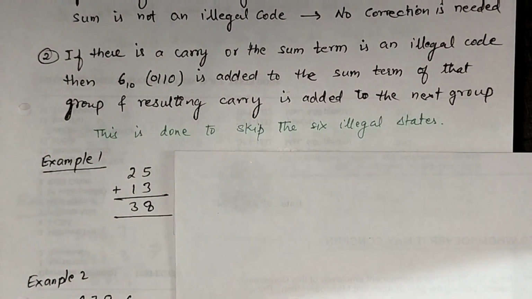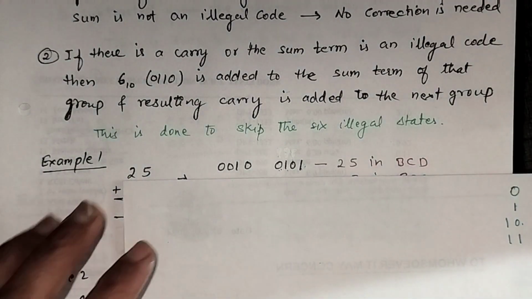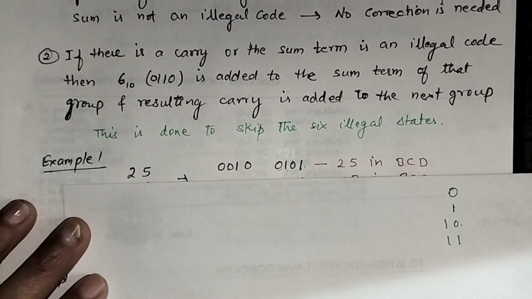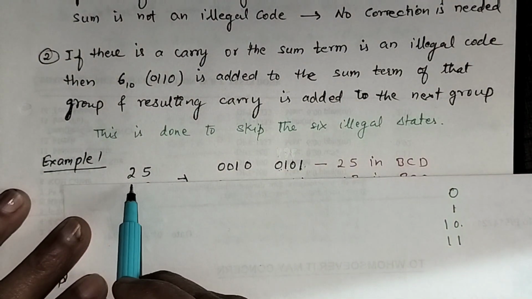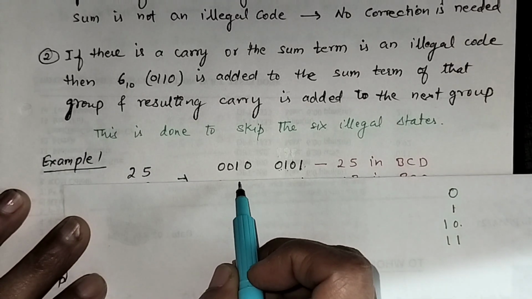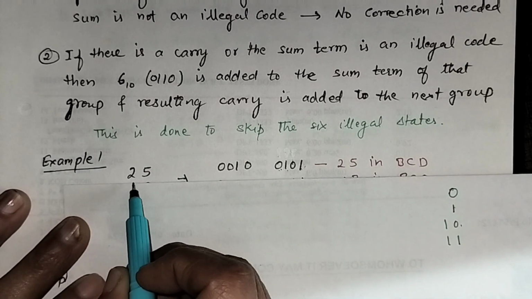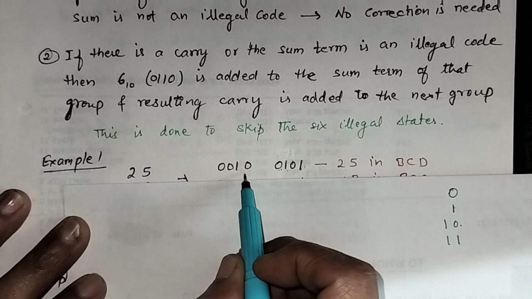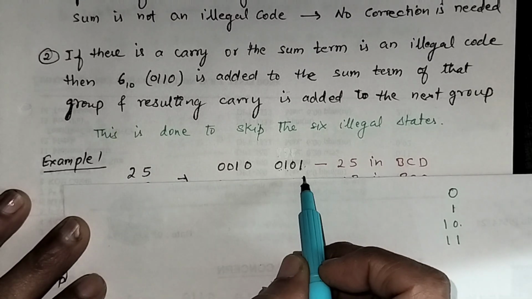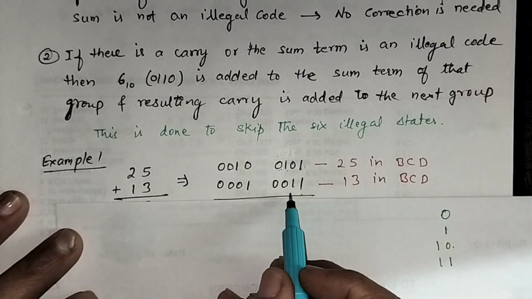Let's take an example to understand it better. We will add 25 and 13 and get the answer 38. Now we will perform this addition using BCD codes. Now we will write the code for 25. As we know, each digit is represented as a group of 4 bits in BCD code. So for 2 this is the code, and for 5 this is the code. Similarly for 13 this is the code.